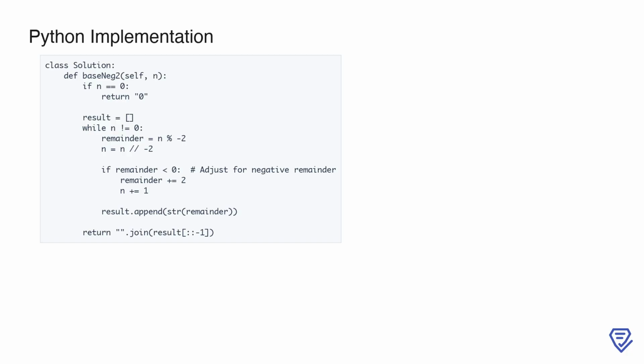Since the modulus operation can yield negative remainders when working with negative bases, a correction is performed. If the remainder is negative, it is adjusted by adding 2, and n is incremented by 1. This ensures that the remainder always falls within the range 0, 1, which corresponds to valid digits in base -2. The adjusted remainder is then converted to a string and appended to the result list.